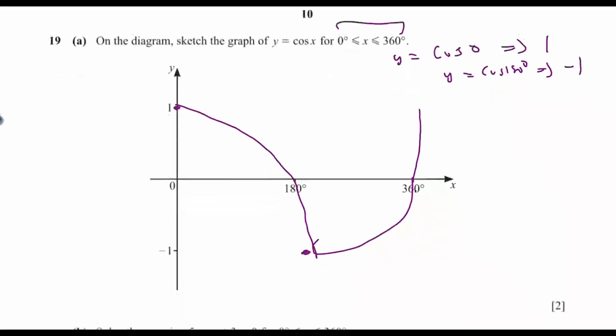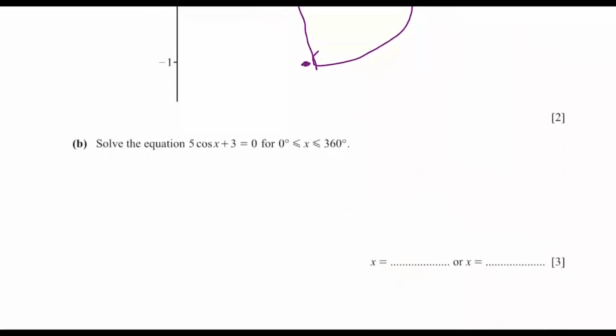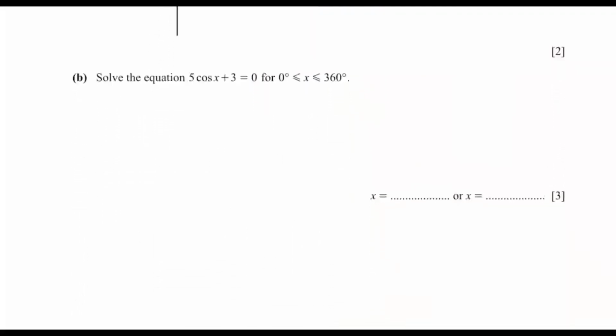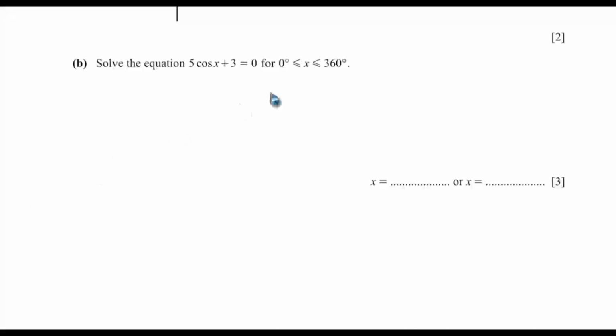So let's go to 19b. Solve the equation 5 cos x plus 3 equals 0 for 0 degrees less than or equal to x and x less than or equal to 360 degrees. So it is within this range. So let's solve this. It will be 5 cos x equals -3. So divide both sides by 5. You have cos x equals -3 out of 5.